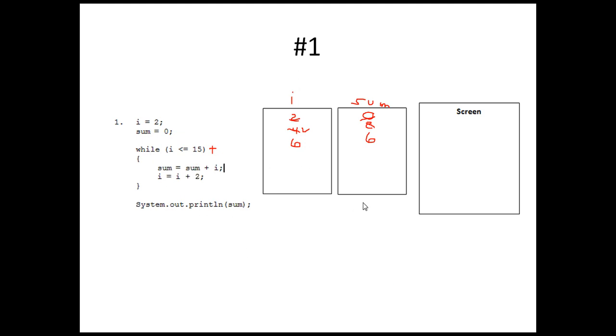So now as we look here, we will see that we're back here in the while statement, and I is now 6. And so is 6 less than or equal to 15, which is still true. So we jump inside the while loop, and the sum is now assigned to whatever the sum is, which is 6, as you can see in the memory location, plus I is also 6. So sum is assigned to be 12. And then I is going to be assigned to whatever I is right now, which, as you can see, is 6 in the memory location. And 6 plus 2 is 8, so now it changes to 8.